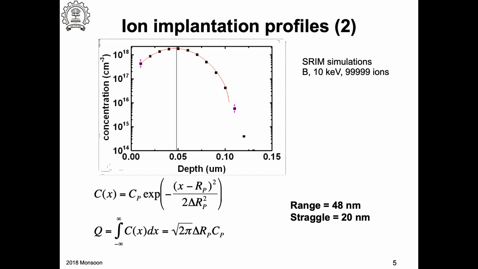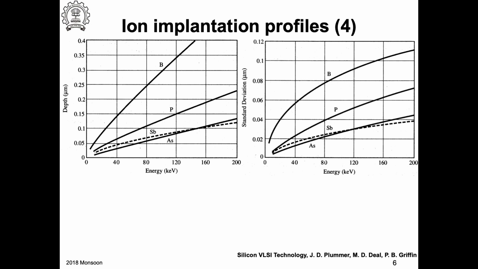So what would be the energy required for boron, for phosphorus, and for arsenic, from this graph? Boron is approximately maybe 8 keV or something, right? Phosphorus would be about 30 maybe. Arsenic would be 70, 75. You see the difference.